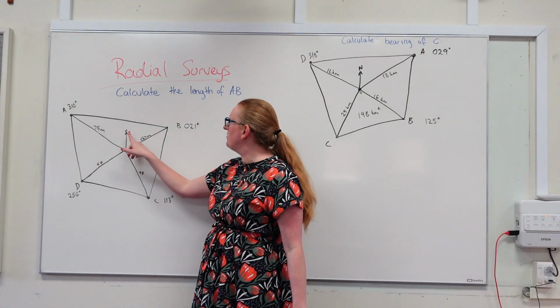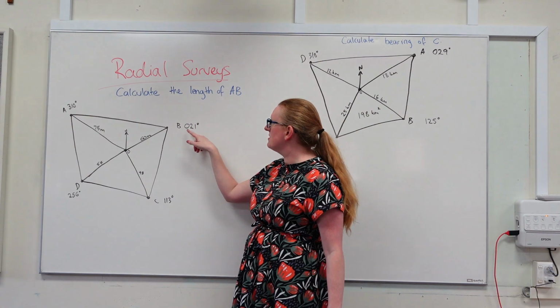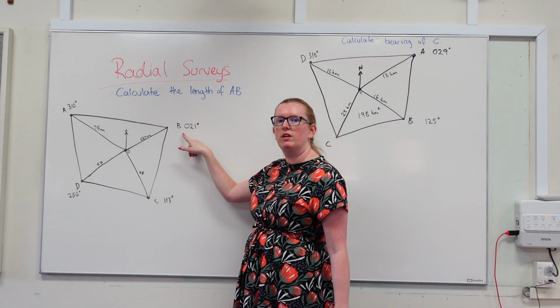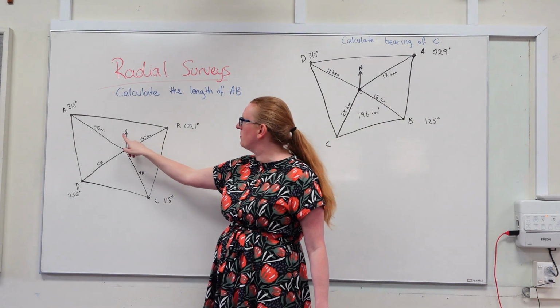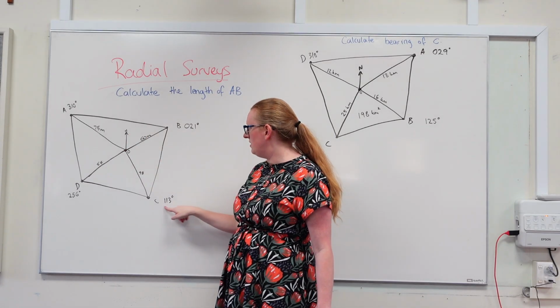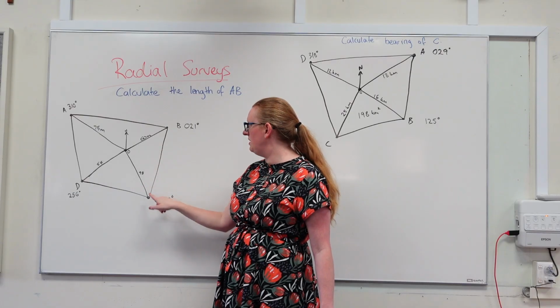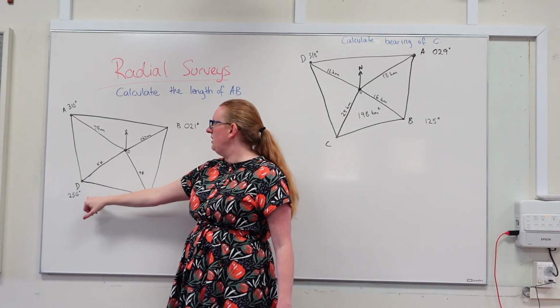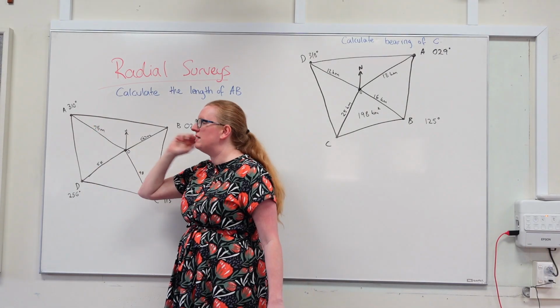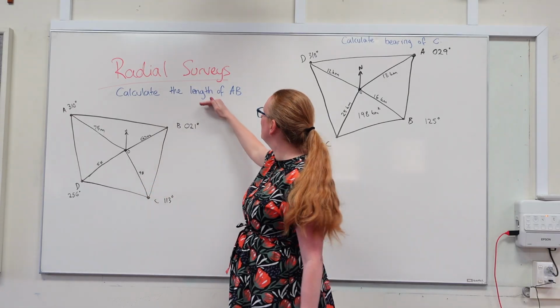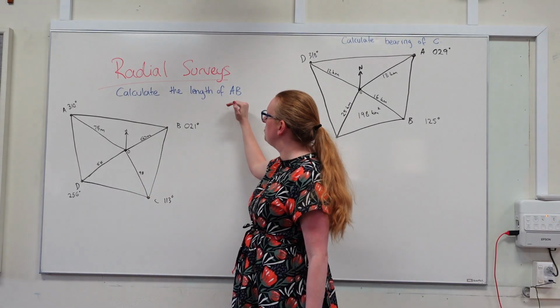So here I've got point B. It's got a bearing of 21 degrees, so that's measured from north. I've got point C, that's at 113, meaning that measured from north down here is 113 degrees. Here is 256 and up here is 310. Now the question is asking me to calculate the length of AB.